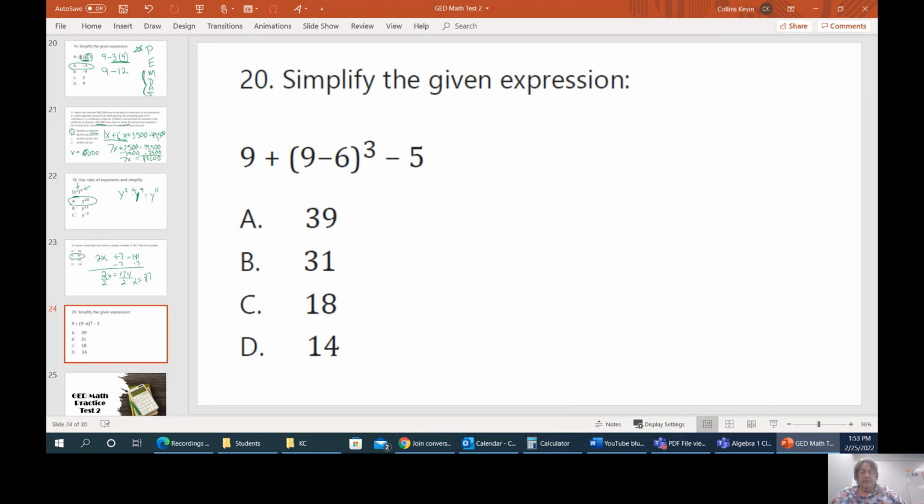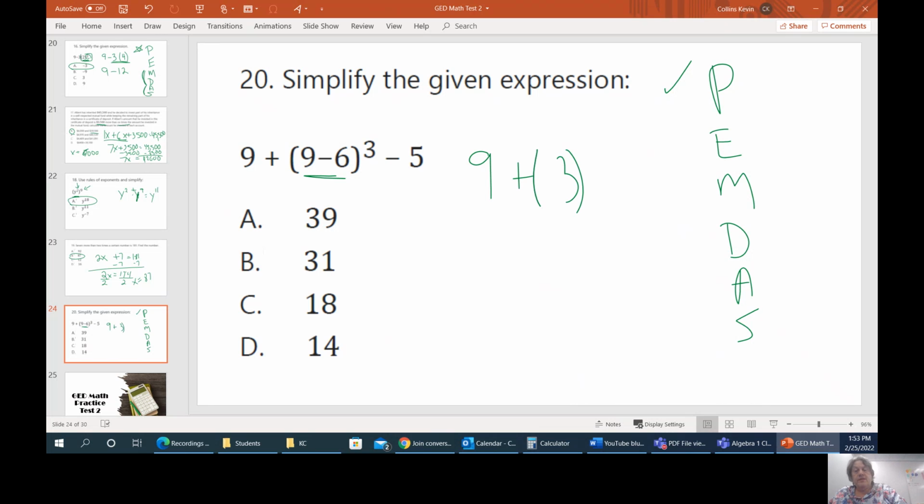All right. Simplify the given expression. Here's that PEMDAS thing again, right? Again, kind of a big deal. So first thing it says is parentheses, right? That means put these two guys together. So now this is going to be 9, and then plus 9 minus 6 is going to be 3. So now we just have a 3 in the parentheses. And then to the third power, minus 5.